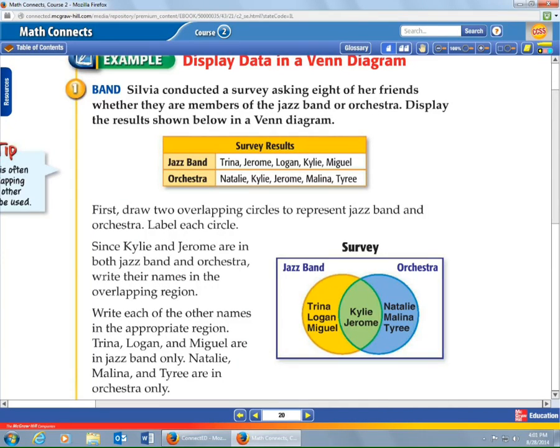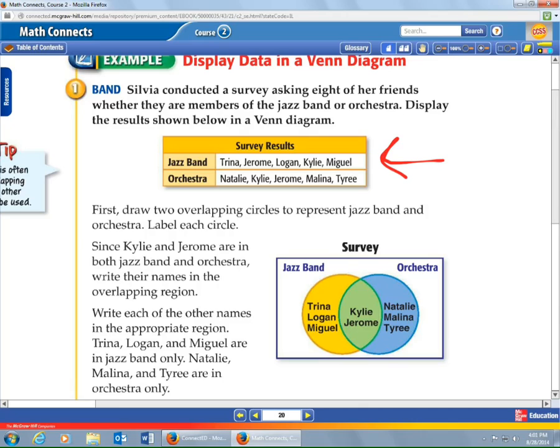Okay, ladies and gentlemen, let's start talking about some Venn diagrams. And we want to take a look at this particular problem. Sylvia conducted a survey asking 8 of her friends whether they are members of jazz band or orchestra. The display shows results below.